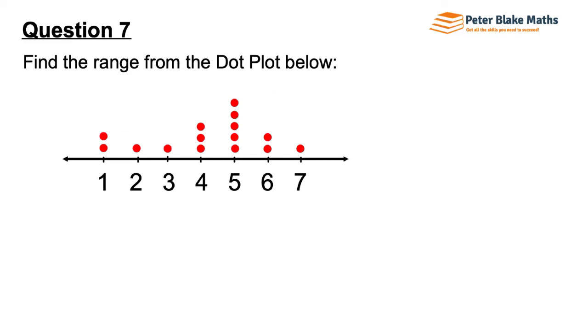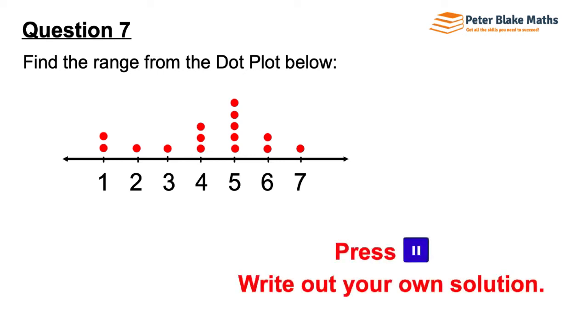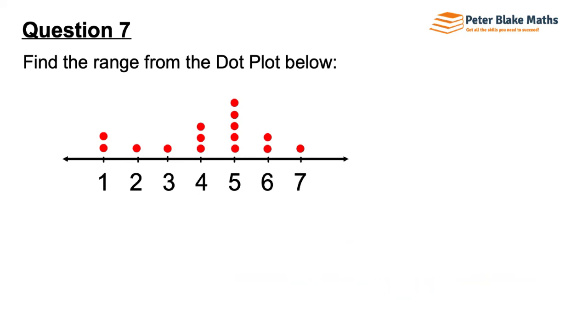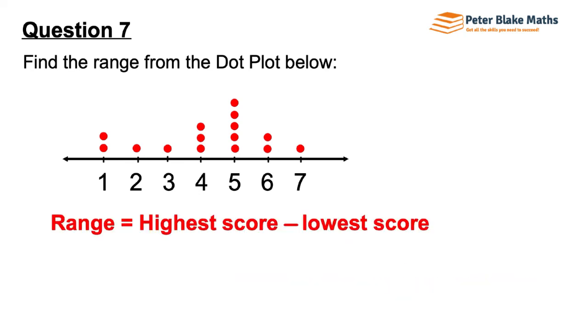Question 7. Find the range from the dot plot below. So the range is the highest score minus the lowest score. The scores for them to count though need to have a dot on them, so if they're missing a dot we can't count them as scores in a set of data.